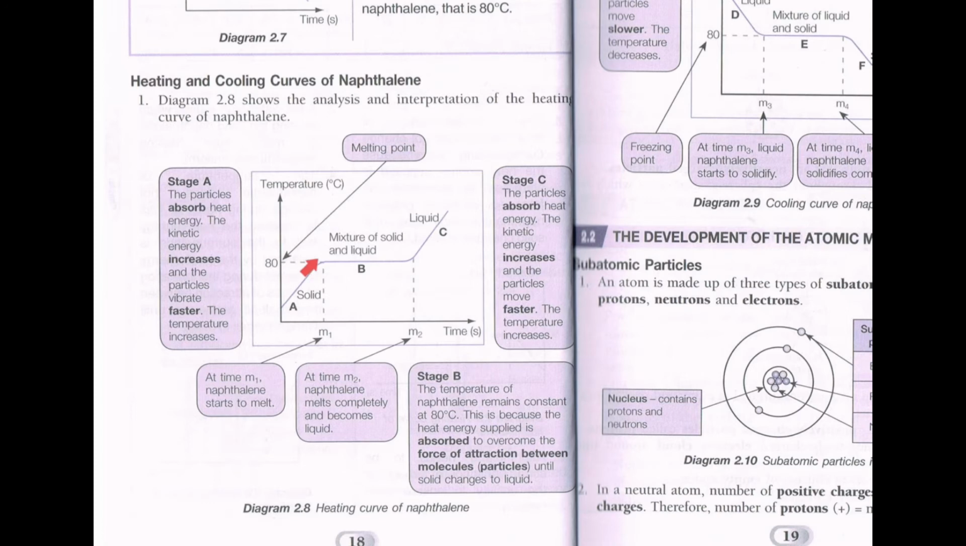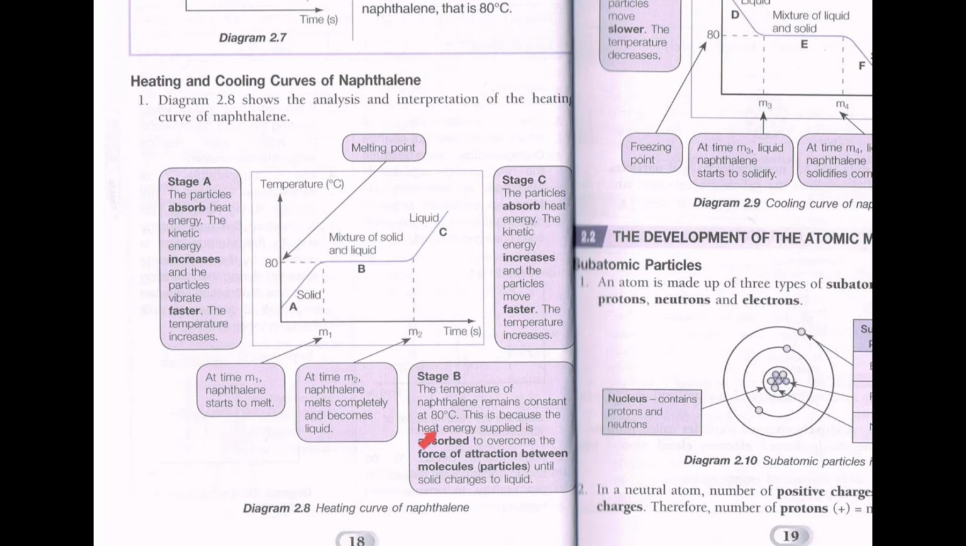Okay, so until the melting point, so at time M1, naphthalene starts to melt. And when they start to melt, of course, they become liquid. And we have a mixture of solid and liquid because they are in the process of melting. So now they are in stage B. So let's see stage B. The temperature of naphthalene remains constant at 80 degrees Celsius.